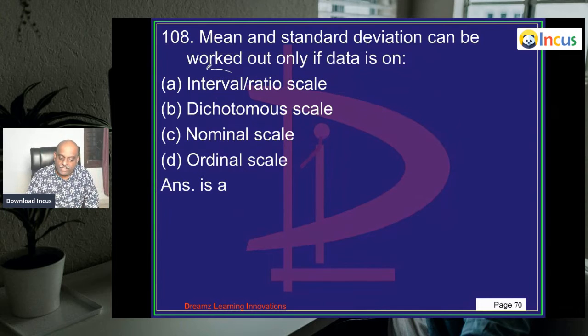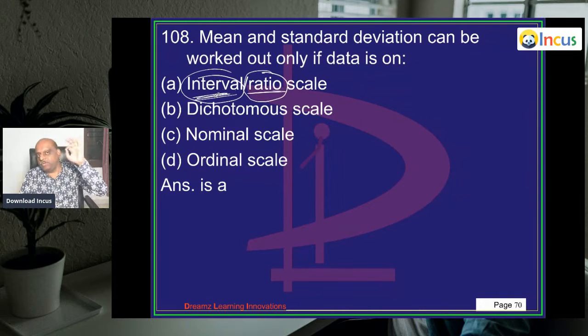Basically, if the data is on an interval or a ratio scale, then mean value and standard deviation are applicable, not on the nominal or ordinal scale.